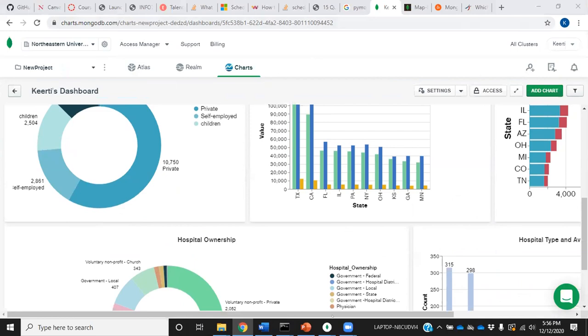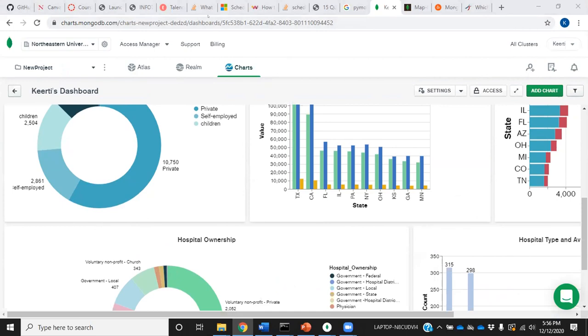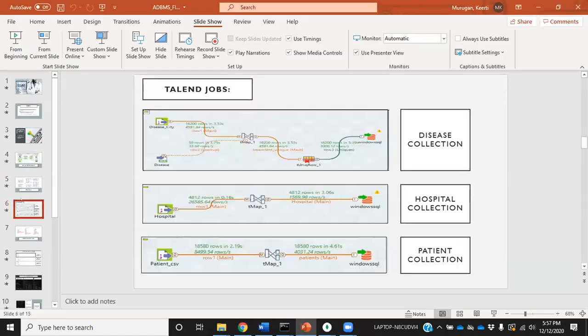Great work. I have a question regarding the Talend job. You've used two inputs in one of the jobs. Have you used any filtering there? Hi, thank you for the question. I think you are talking about the disease collection. Let me open it.